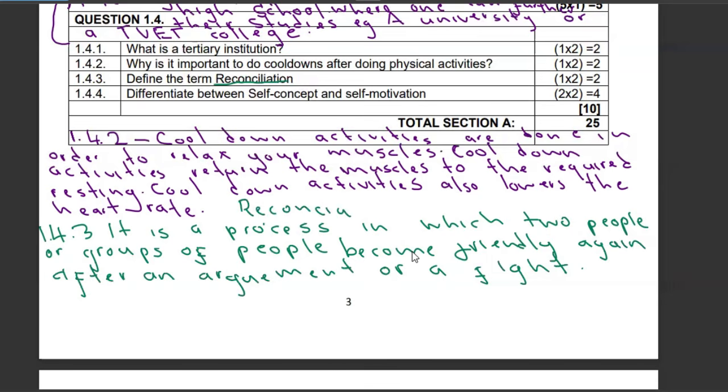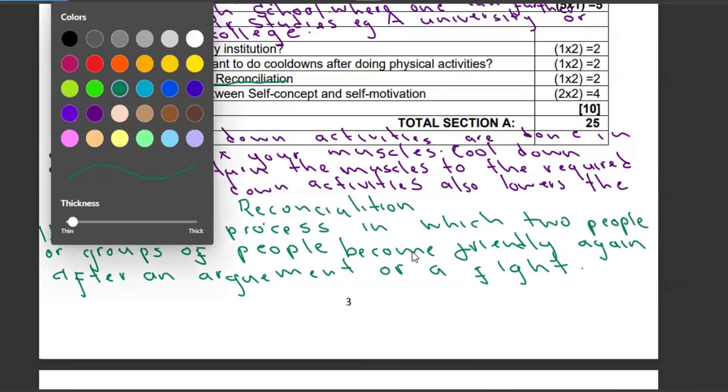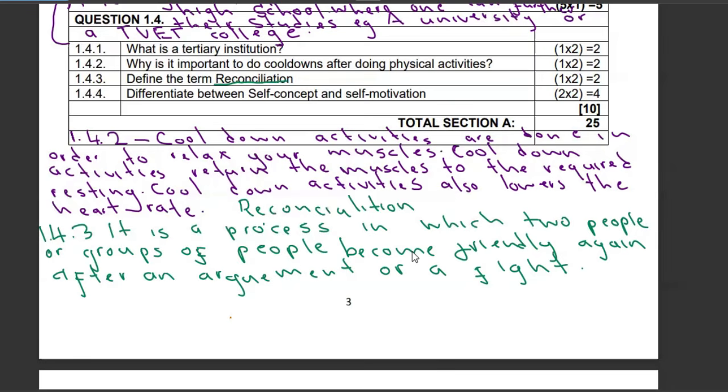As an example, you and your friends, if you argue or fight against one another, then you decide to put your differences aside and become friends again. That is a typical example of reconciliation. It is putting aside your differences, then deciding to become friendly or united once again. So let's go to 1.4.4.